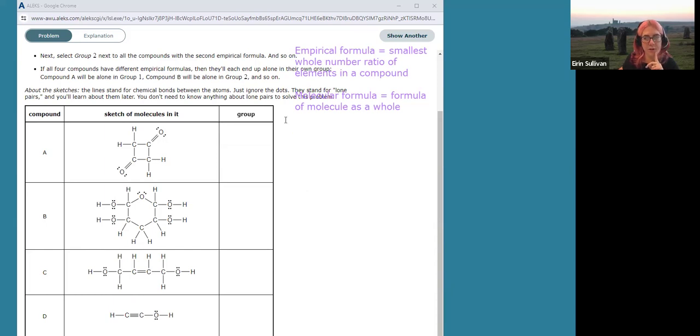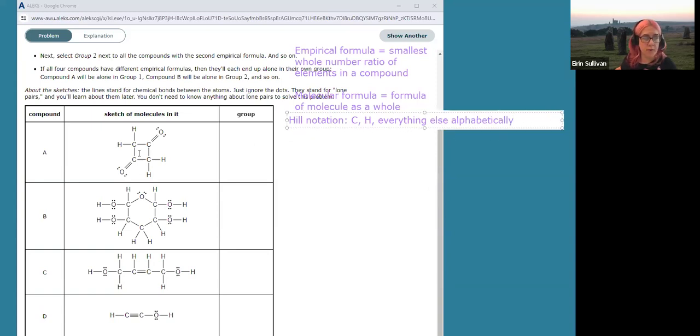So the convention is what's known as Hill notation, which is you write carbon first because obviously carbon's the most important in the whole wide world, apparently, then hydrogen, and then everything else in alphabetical order. And then you group them together and use a subscript to say how many of each you have.